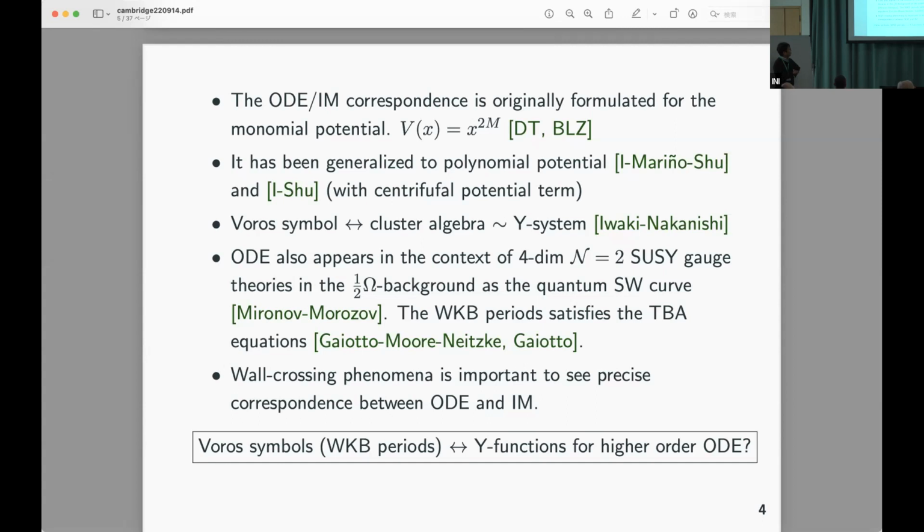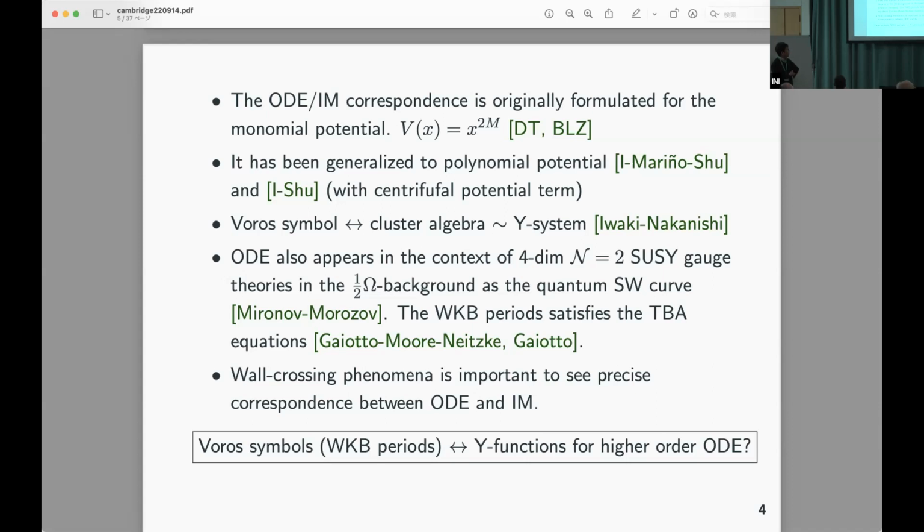So in the four-dimensional settings, the wall crossing phenomenon is important to see the precise correspondence between the WKB periods and the four-dimensional gauge theories. This also happens in the case of our ODE correspondence.